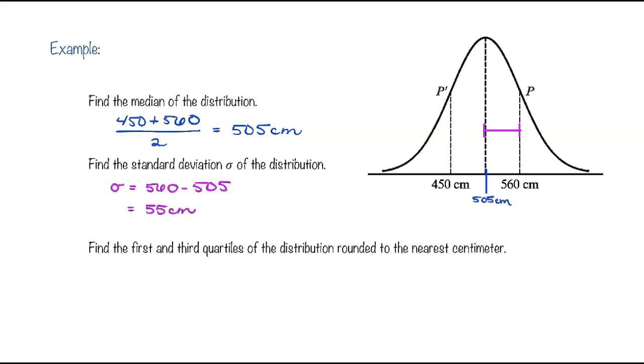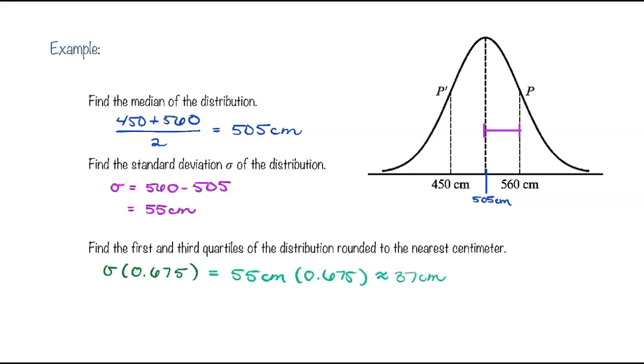Now that we know the median, mean, and standard deviation, let's find the first and third quartiles of this distribution, and we'll round to the nearest centimeter. We know that the distance from the mean to the first and third quartiles can be approximated by taking the standard deviation and multiplying it by 0.675. In our example, we have a standard deviation of 55 centimeters, and if we multiply that by 0.675, we get approximately 37 centimeters, rounding to the nearest centimeter. That means that the distance from the mean to the first and third quartiles is 37 centimeters.